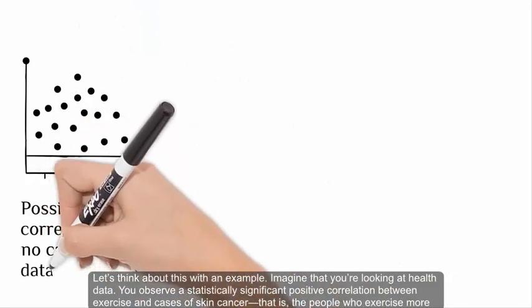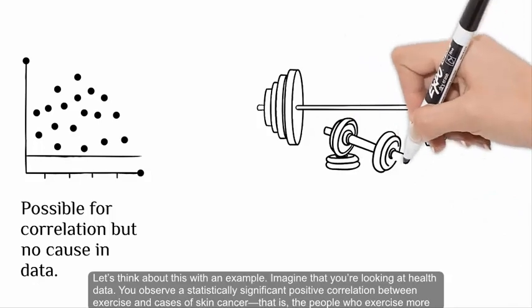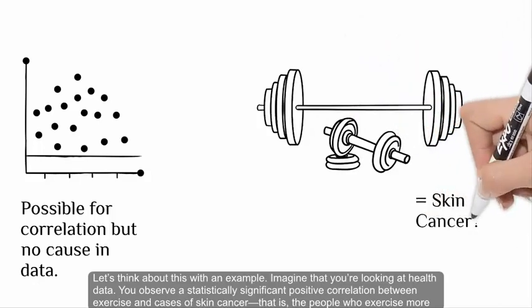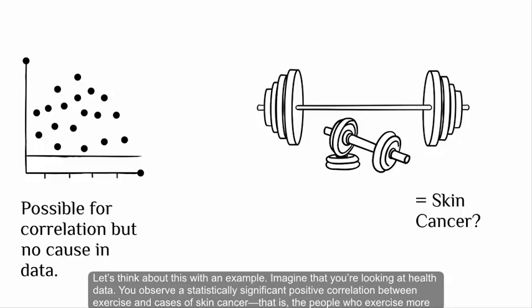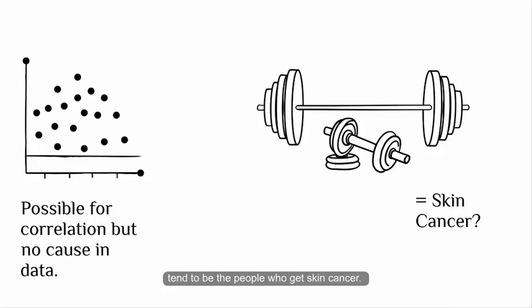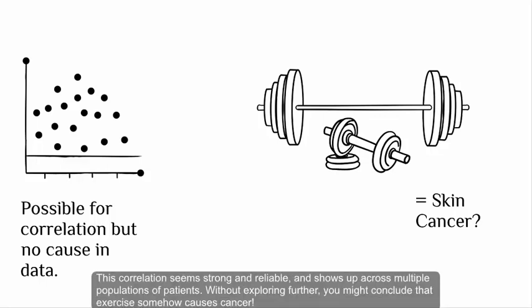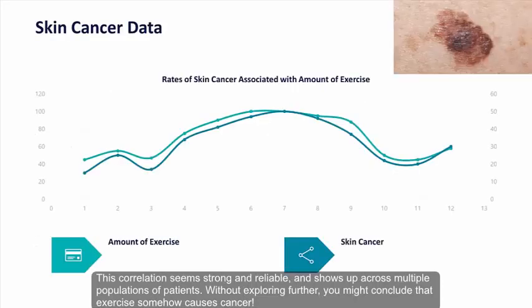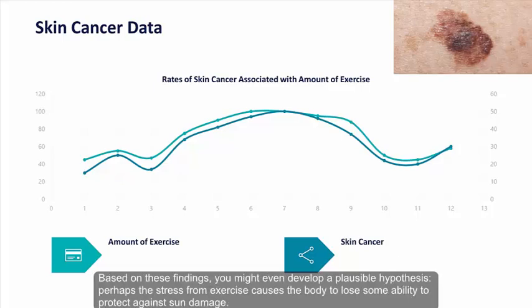Imagine that you're looking at health data. You observe a statistically significant positive correlation between exercise and cases of skin cancer. That is, the people who exercise more tend to be the people who get skin cancer. This correlation seems strong and reliable and shows up across multiple populations of patients. Without exploring further, you might just then conclude that exercise somehow causes cancer. Based on these findings, you might even develop a plausible hypothesis. Perhaps the stress from exercise causes the body to lose some ability to protect against sun damage.